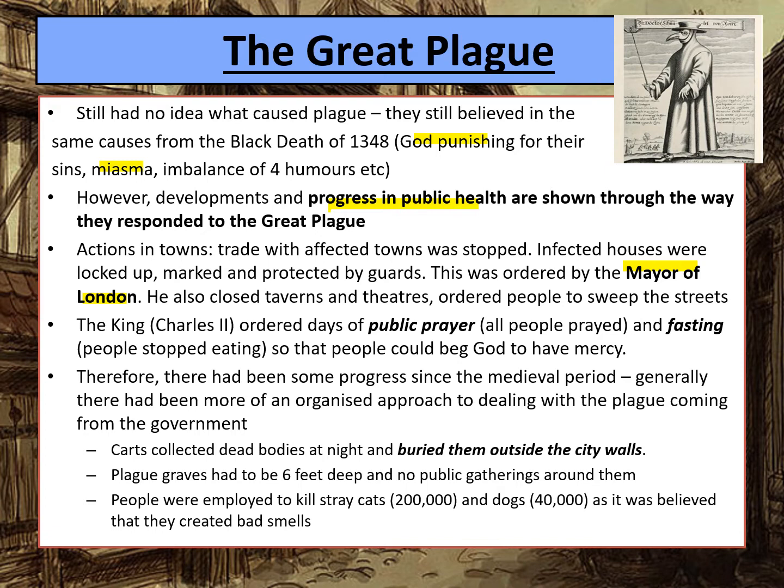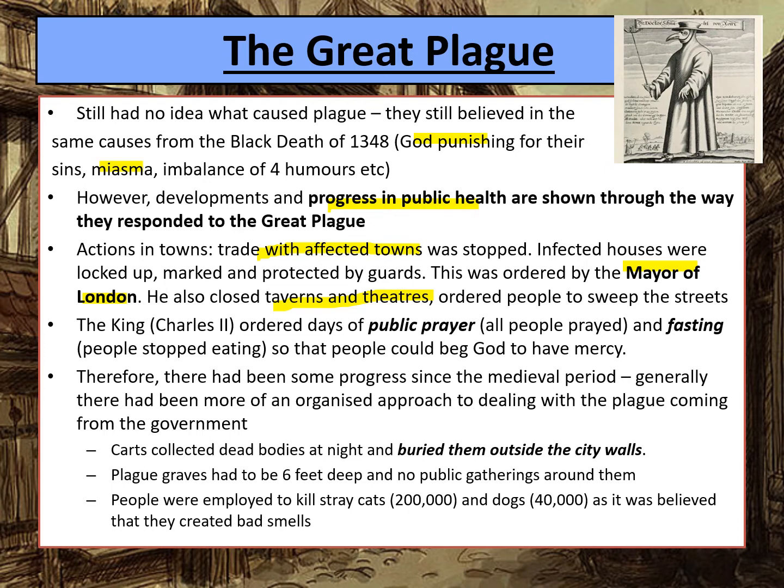For instance, he did things like saying that he wanted all of the pubs, the taverns, all the theatres, all the kind of places where people would meet up in groups to be closed down, because he didn't want it to spread from person to person. And obviously that was a very sensible move. He also did things like stopping trade with affected towns.